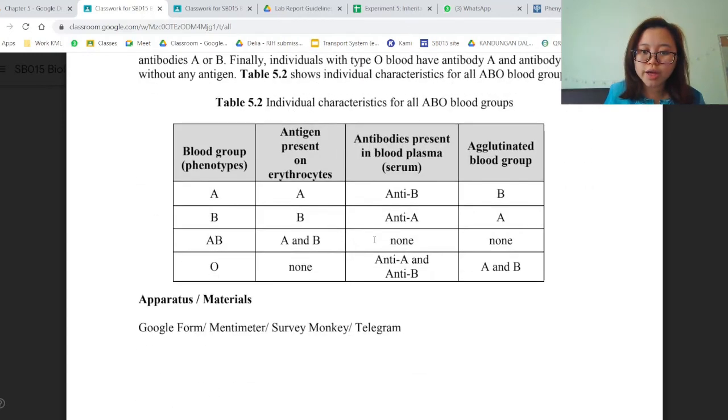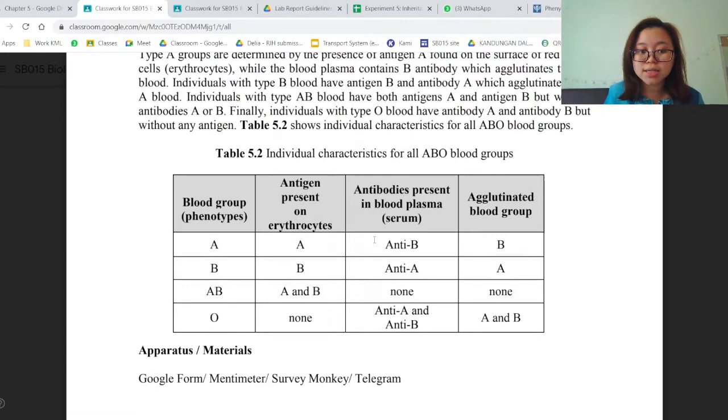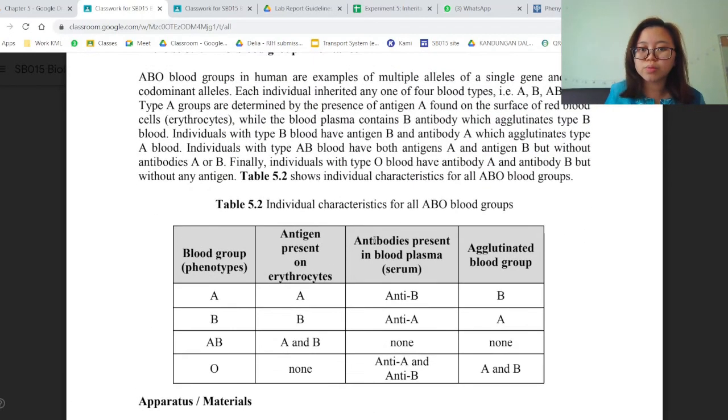I'm not sure if we'll have the opportunity to repeat this experiment. I don't think we will. So, if you already know your blood group, you're just going to put in the data. If you don't know your blood group, leave it blank.